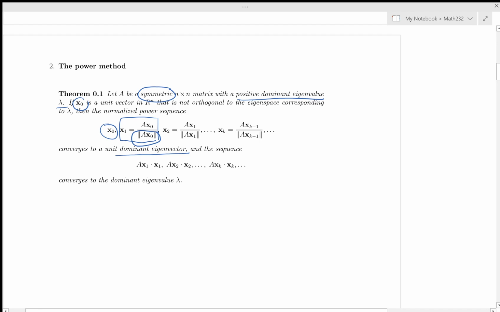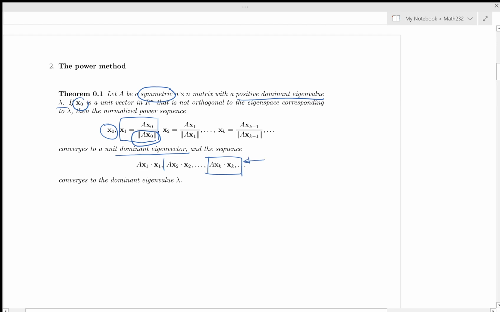Okay, so notice we have not found a determinant at all. We just randomly pick a unit vector, and then we are able to do these computations, and we can find out what that dominant eigenvector is. Further, by taking this dot product as we go along as far as we need to, this dot product converges to the dominant eigenvalue.